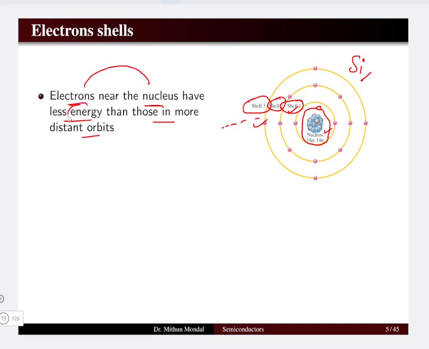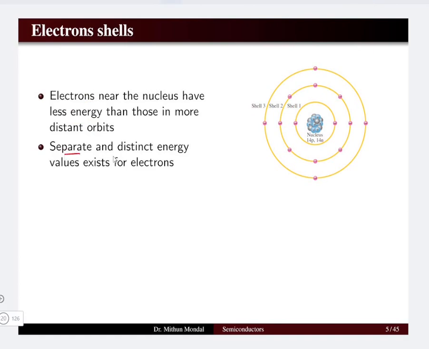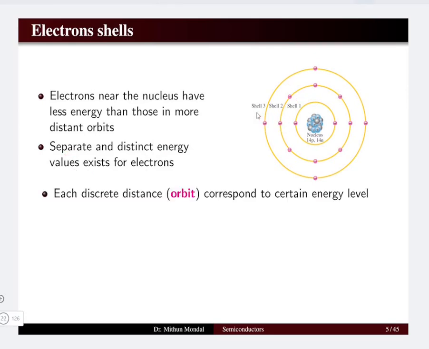If we talk about the energy, the electrons which are close to the nucleus will have less energy. So the energy will be less when the electrons are located close to the nucleus, and those which are far apart will have more energy. So once the electron is going far apart, it will have more energy. Now separate and distinct energy values exist for electrons. So even the electrons that are revolving around the nucleus will have separate and distinct energy.